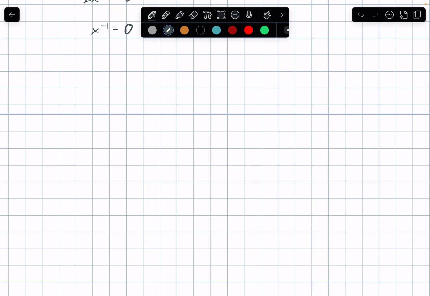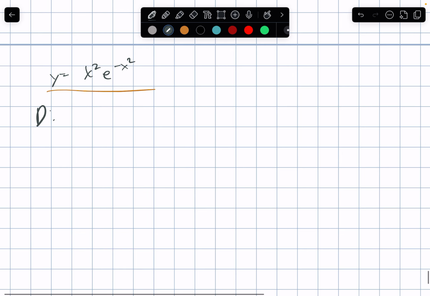So let's try y is equal to x squared e raised to negative x squared. So again, let's find the domain. What will make the function undefined? Since this is a polynomial function, it's not a rational. So we can say that x is an element of all real numbers. In other words, no values of x will make y undefined.